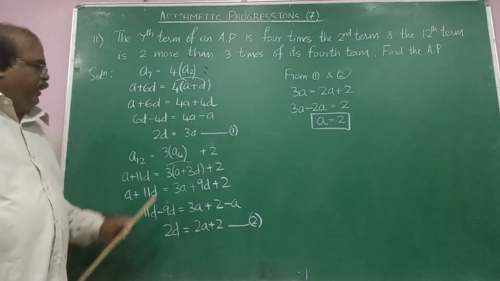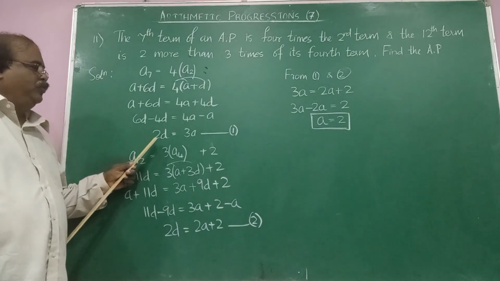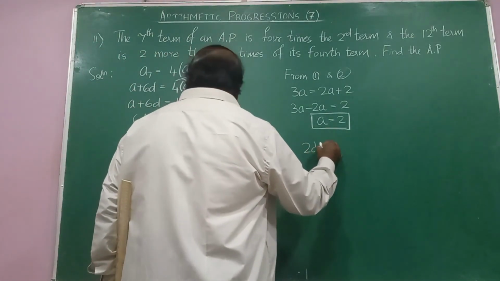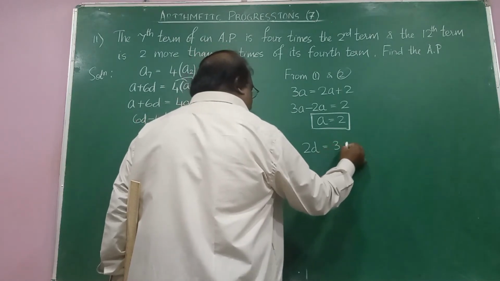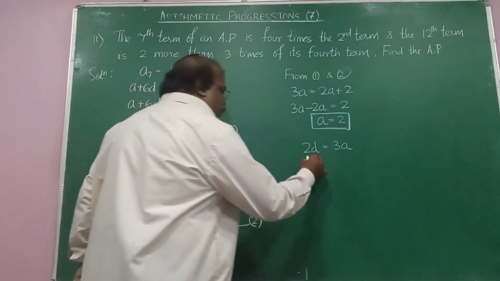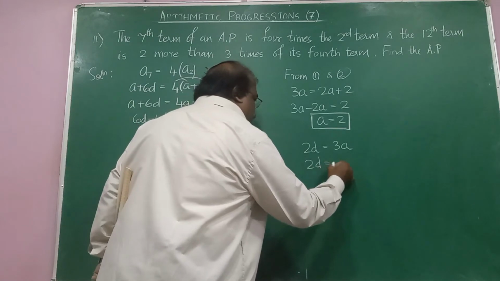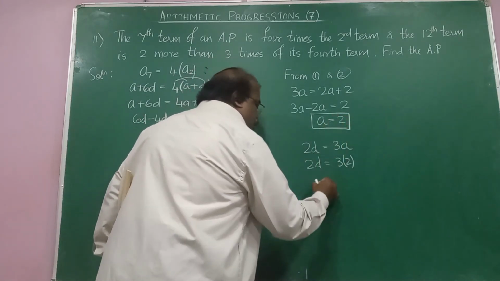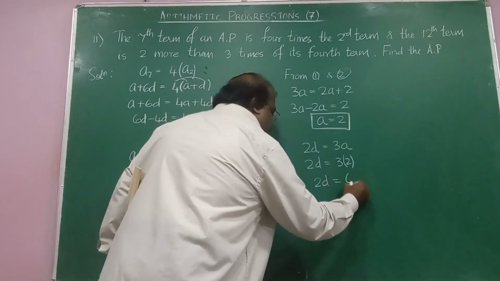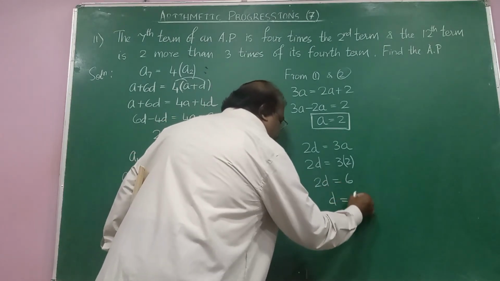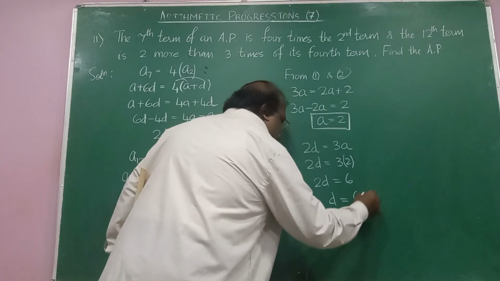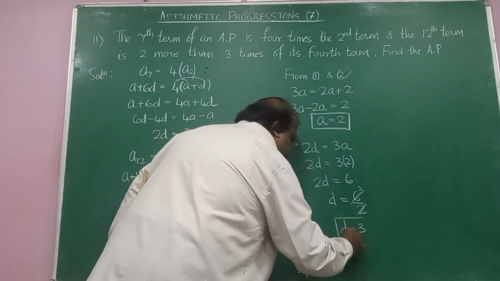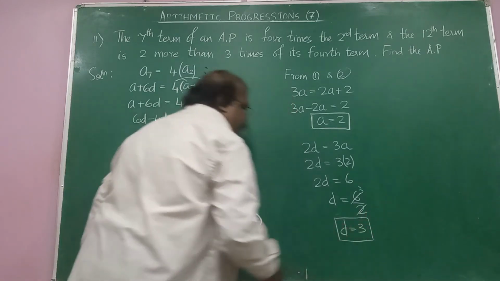Now I have to find out the value of D. Use equation number 1. I know that from equation number 1, 2D is equal to 3A. So 2D is equal to 3 into 2, the value of A is 2. So 2D is equal to 6. So D is equal to 6 upon 2. So I have come to the conclusion that the value of D is 3.